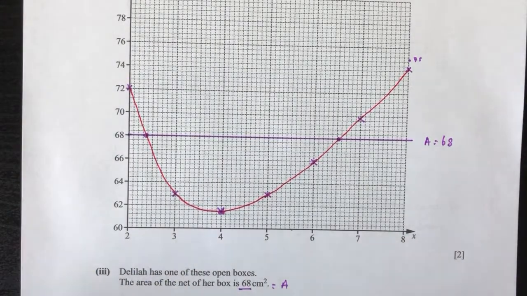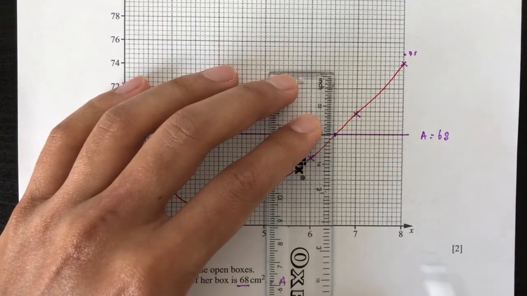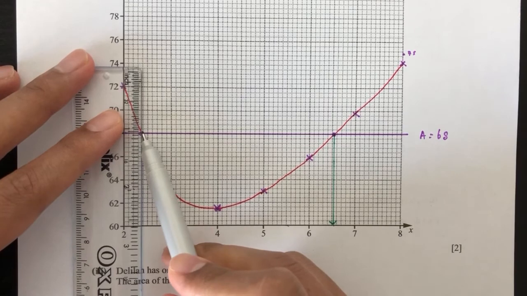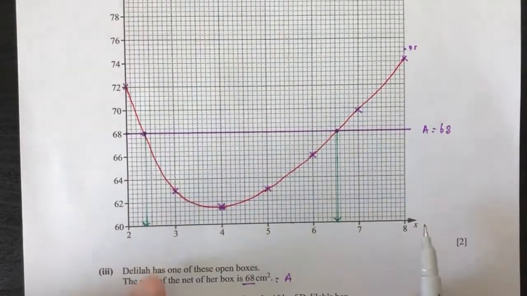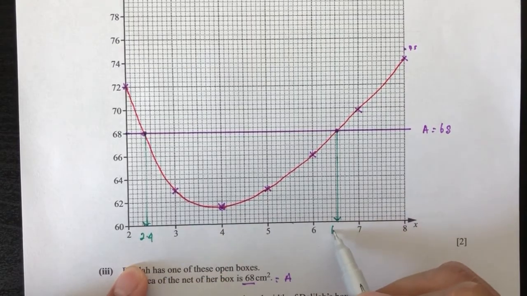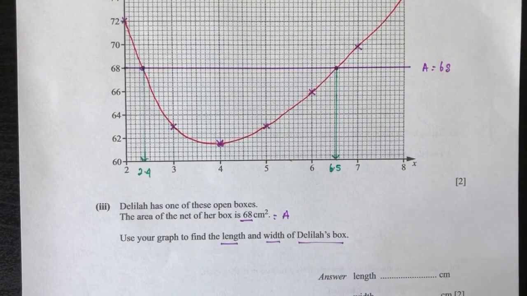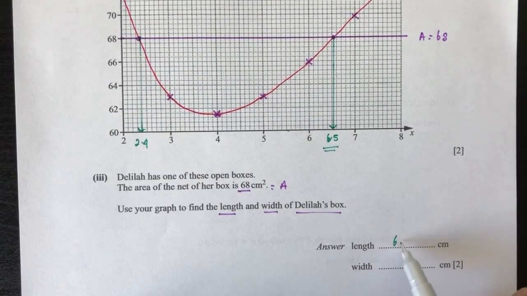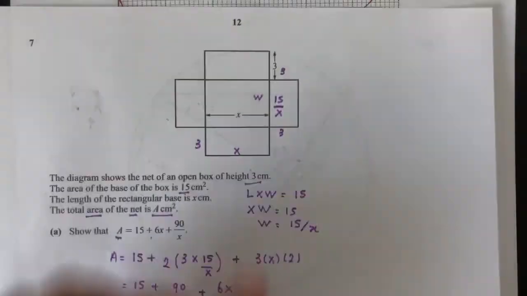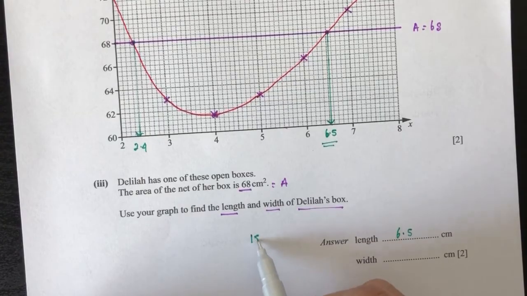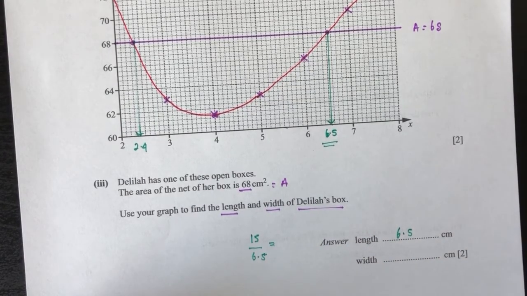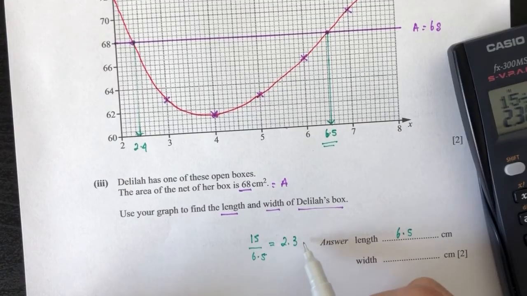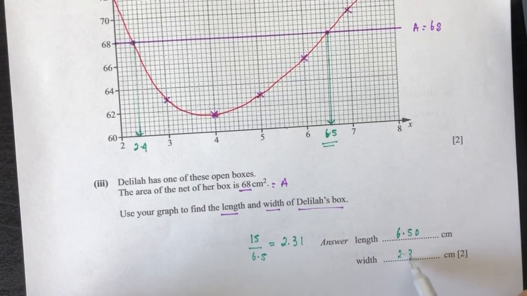So let's find the possible values. Here I have 2.4, and here will be almost 6.5. So use the graph to find the length and the width of the box. Usually you will go with the highest value, so the length will be 6.5 and the width is 15 divided by x, so 15 divided by 6.5, that will be 2.31. 2.31 will be your answer for the width.